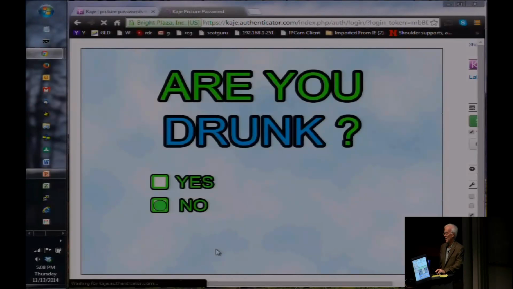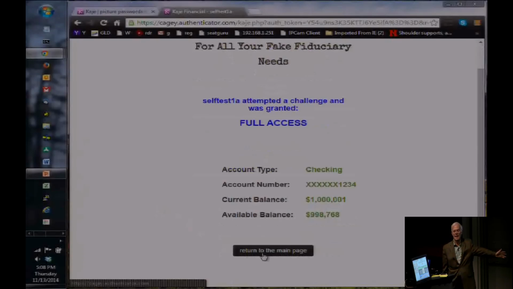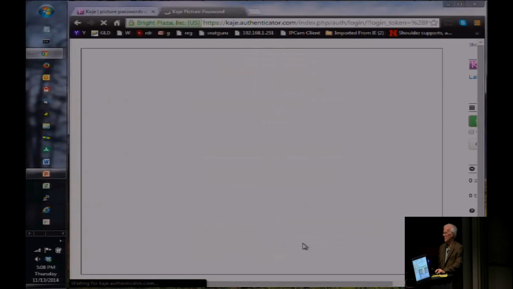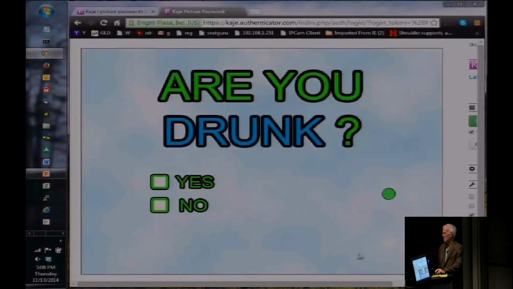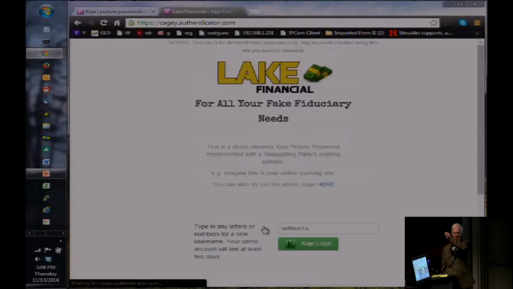If you say, nope, I'm not drunk, it says the guy's got full access. And if the guy says something else, okay, it says no access. He's probably drunk, he probably misplaced his finger on the thing and so forth and so on.